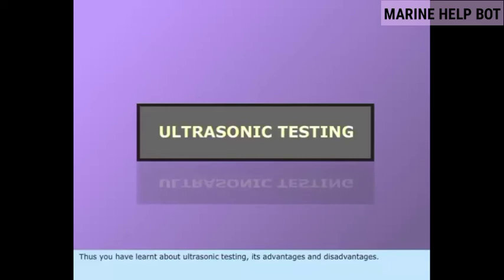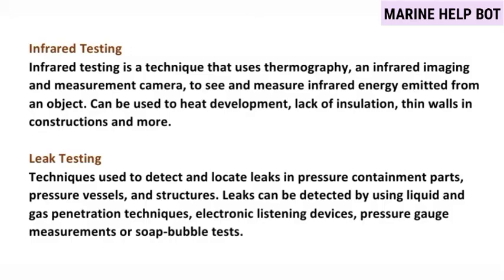So now moving towards our next test, infrared testing. Infrared testing is a technique that uses thermography and an infrared imaging and measurement camera to see and measure infrared energy emitted from an object. So in this test, basically we are using infrared rays which are detected with the help of a measurement camera. This test can be used for heat development, lack of insulation, thin walls in construction and all.